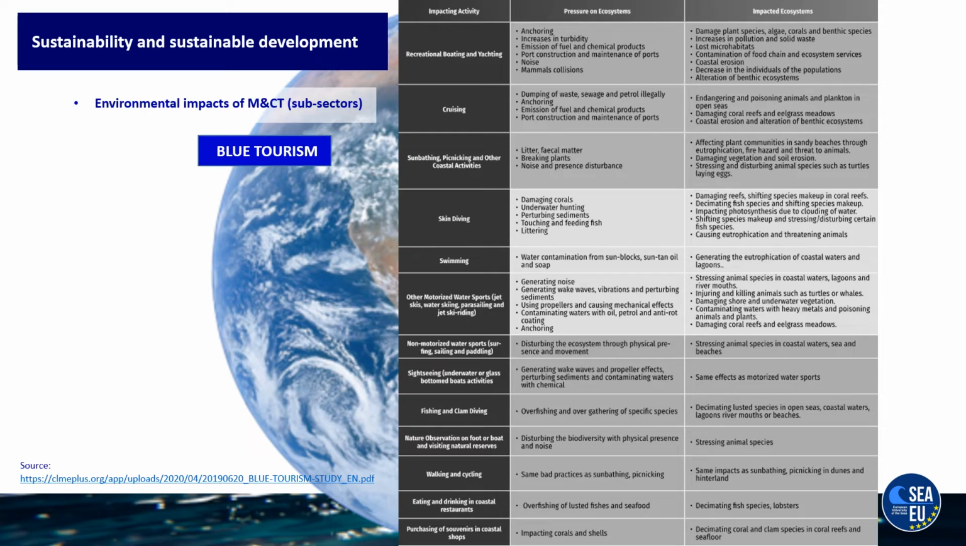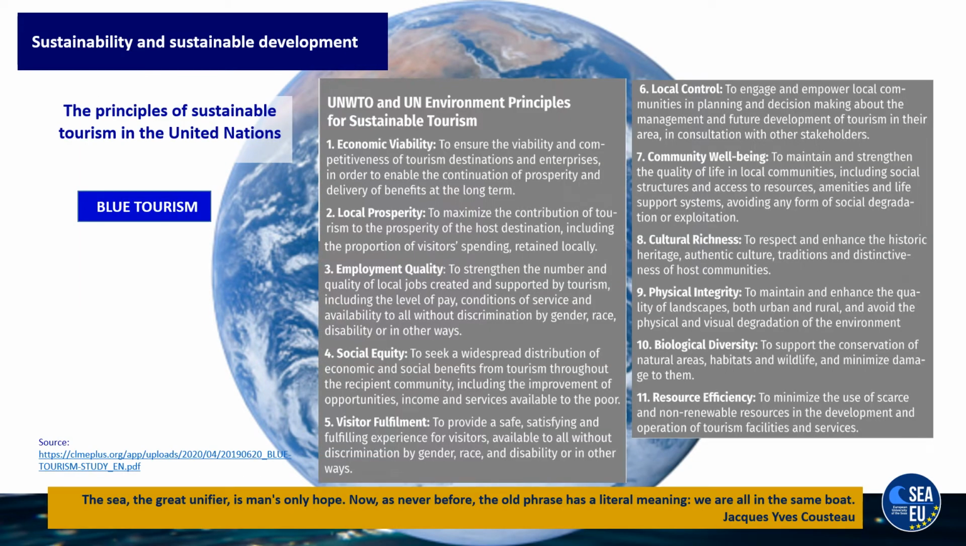As you can see here, we have key impacts of coastal and maritime tourism activities on natural ecosystems, such as recreational boating and yachting, cruising, skin diving, swimming, and many others. And you can see here the pressure on ecosystems and impacted ecosystems. There are 11 principles of sustainable tourism in the United Nations, such as economic viability, local prosperity, employment quality, social equity, visitor fulfillment, local control, community well-being, cultural richness, physical integrity, biological diversity, and resource efficiency.